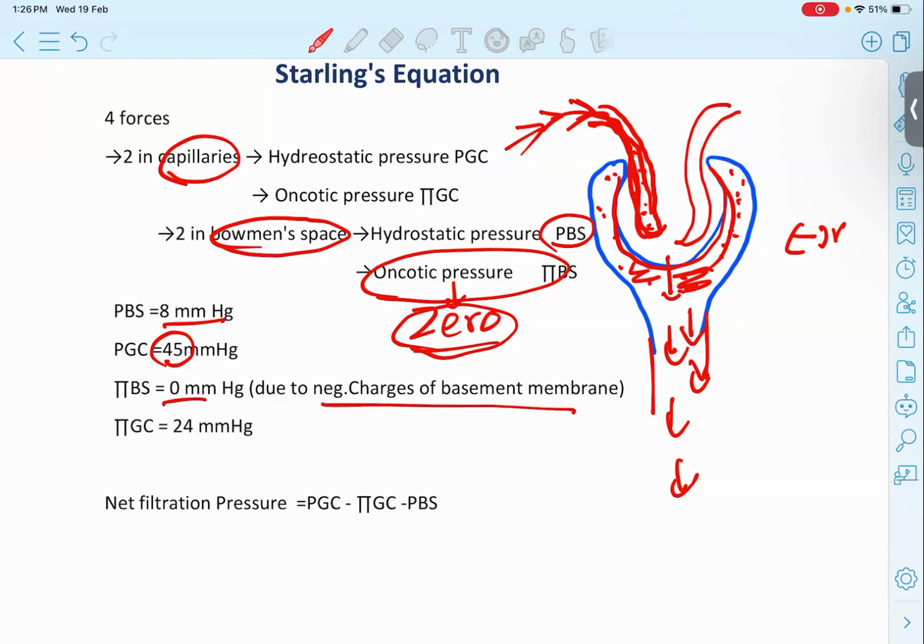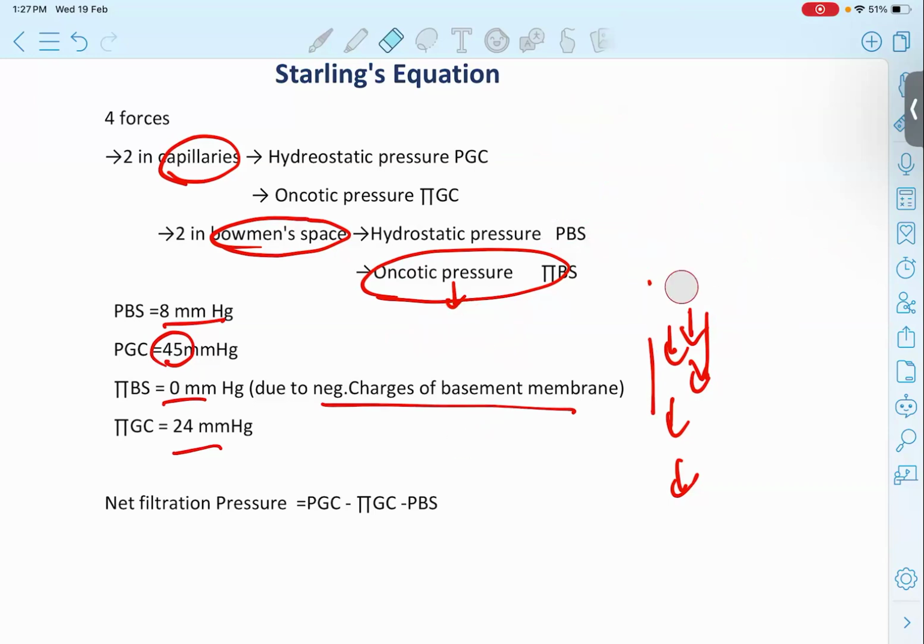It has negatively charged glycoprotein. Protein cannot pass. And oncotic pressure of glomerular capillary is 24 millimeter mercury. Okay. Now, my point is, if you understand all up to this, then the remaining is actually very easy. Here you can see that the greater pressure is this one. This one is just 8, 24, but the hydrostatic pressure of glomerular capillary is the highest pressure.